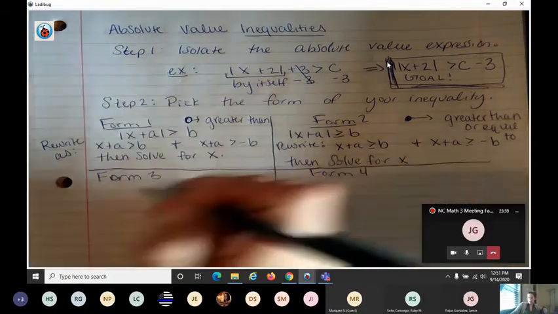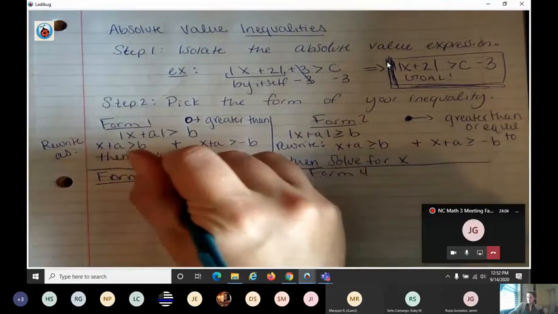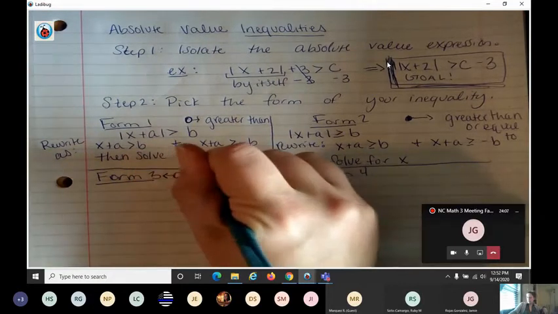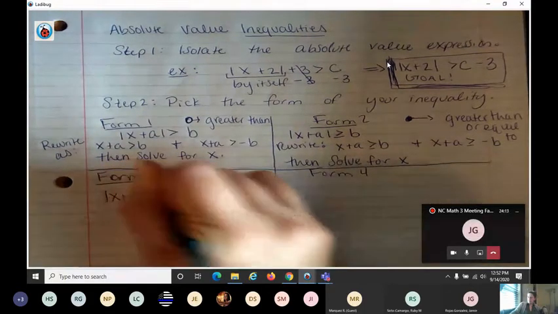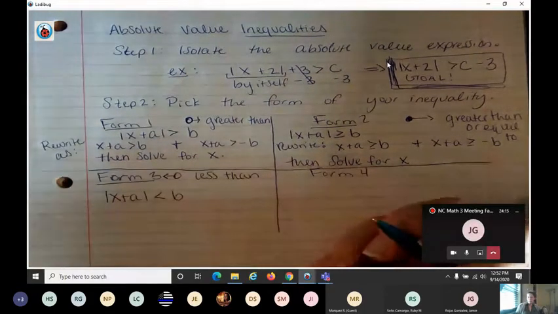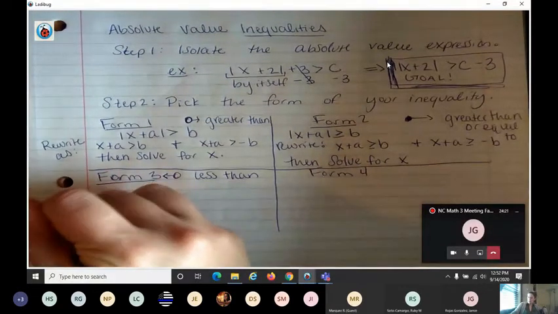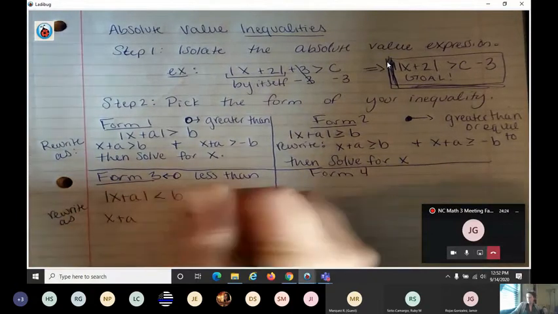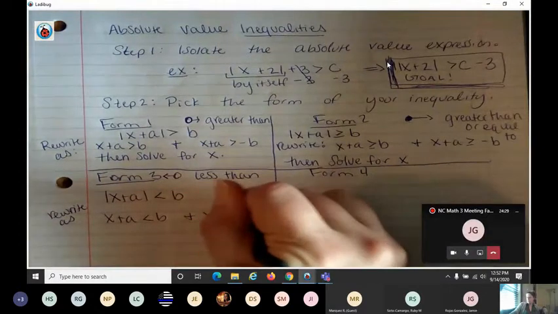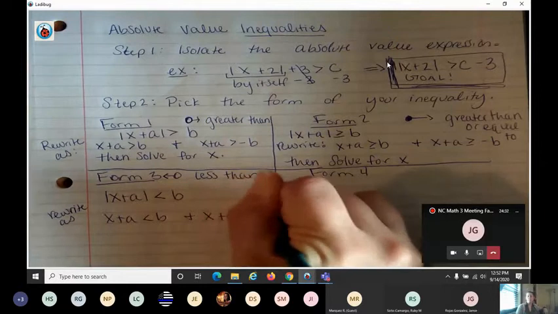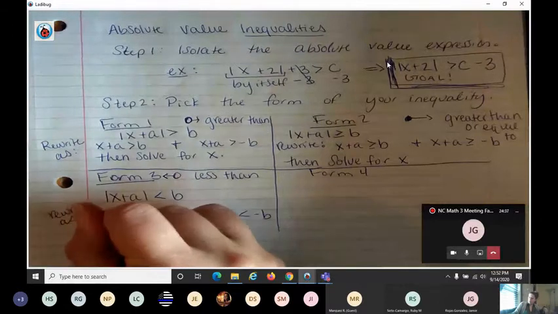Okay. In form 3, we're going to have another open circle, but this time it's going to be less than. Okay, we're going in the other direction. So you'll have x plus a is less than b. And we rewrite as x plus a is less than b. We also rewrite as x plus a is less than negative b. Okay, and then solve for x.